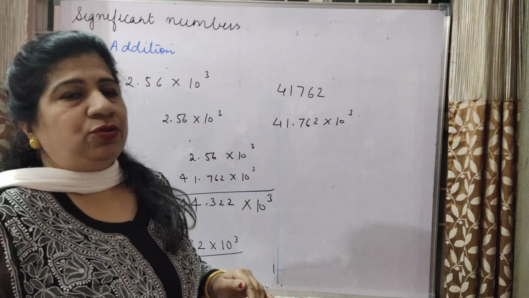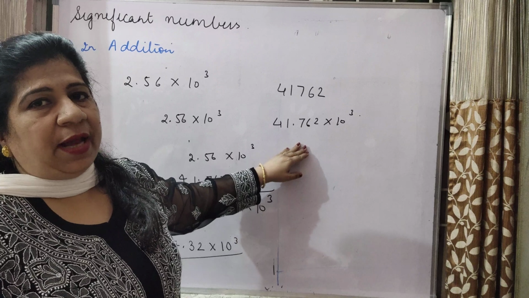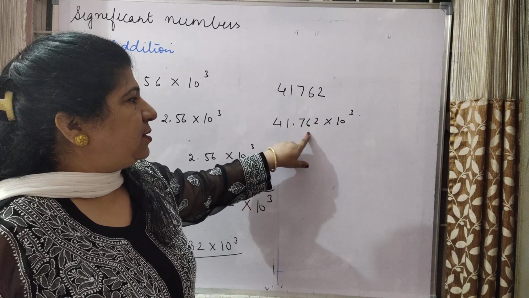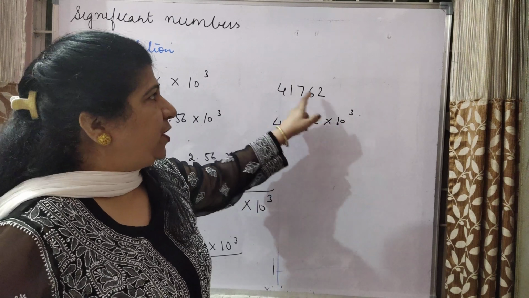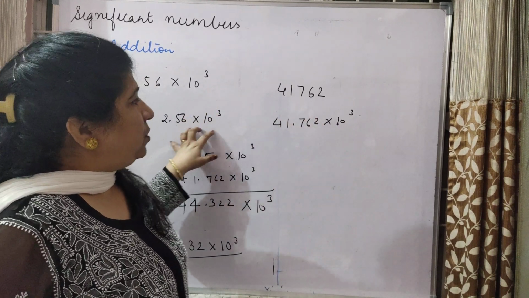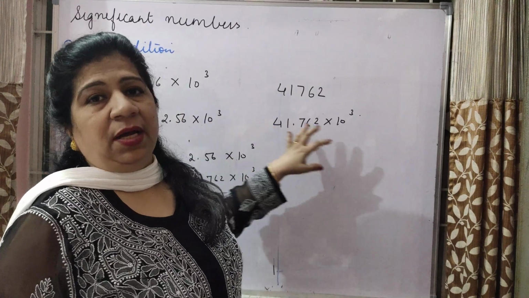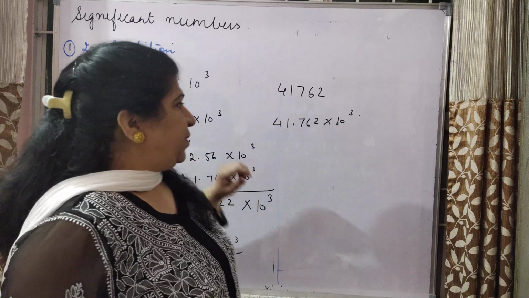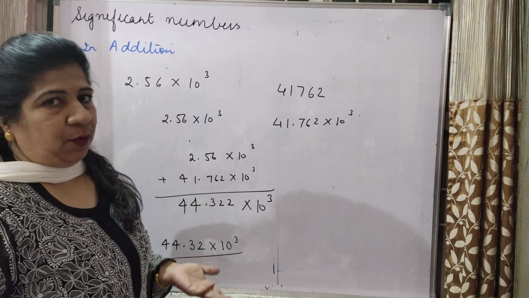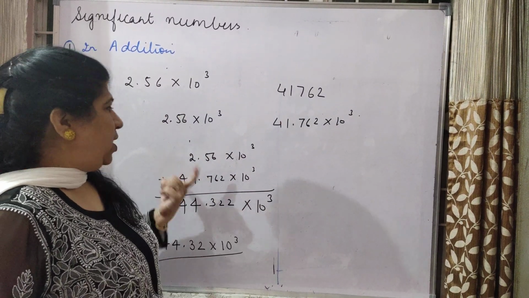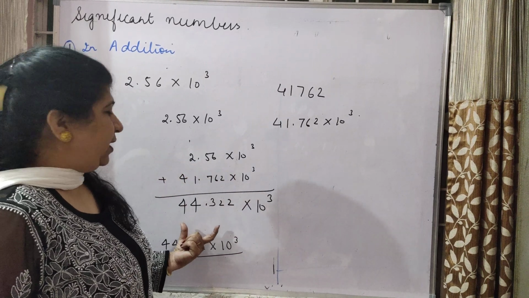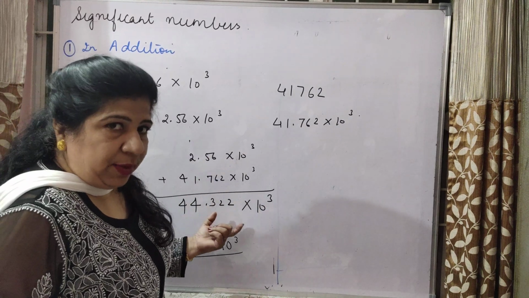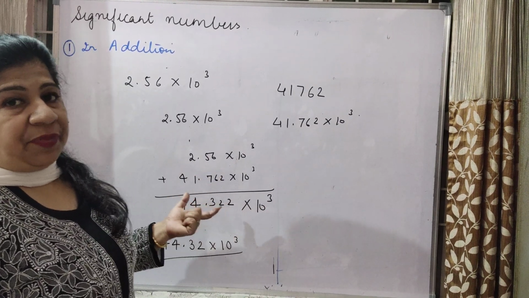The first step you need to do is write this number also in the power of 10. When you write this, it becomes 41.762 into 10 to the power of 3, which gives you the same number. So what we see is that we need to write both the numbers with 10 to the same power. Now, if I'm adding, and if you want to subtract, you can subtract in the same way. When you add, the final answer you get is 44.322 into 10 to the power of 3. Now, again, you need to check the least, for rounding it off.